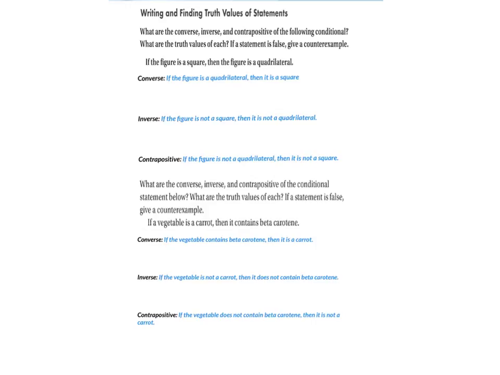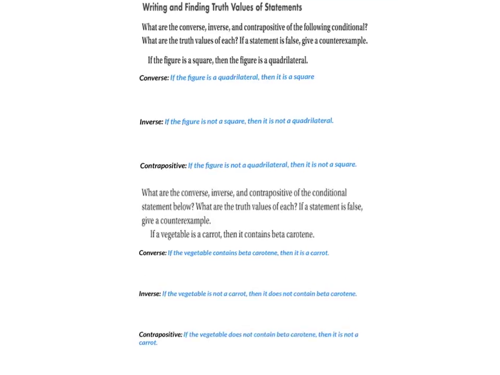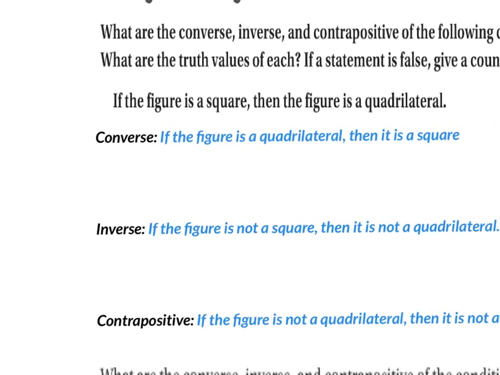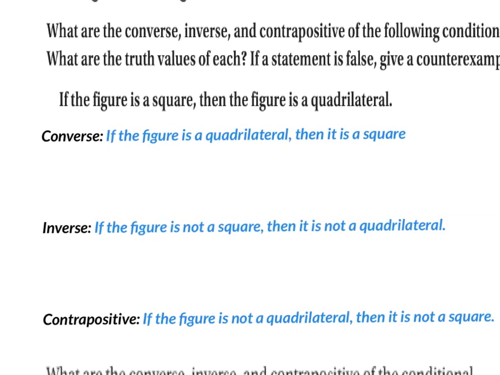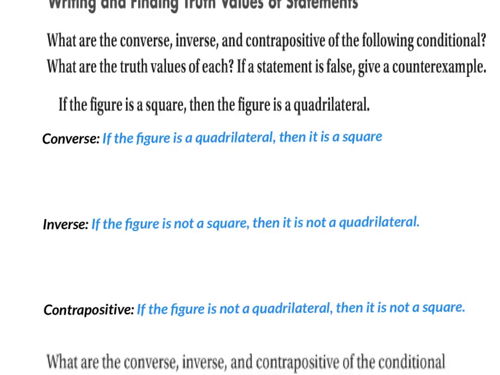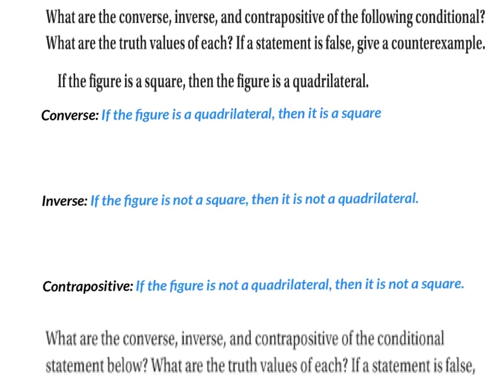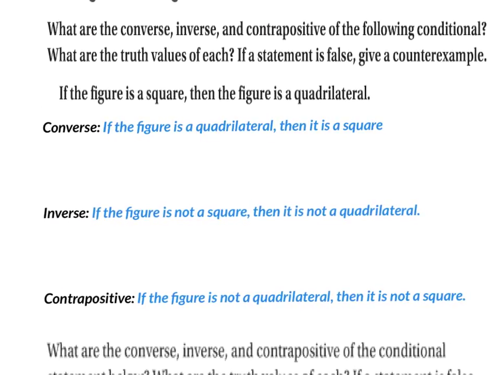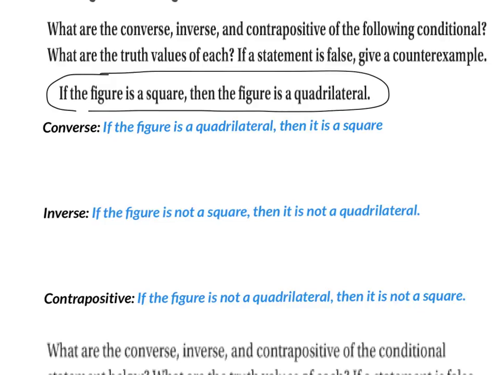Okay, so let's look at some examples here now. It says, what are the converse, inverse, and contrapositive of the conditional? And then say if the statement is true or false. If the statement is false, make sure we give a counterexample. Okay, so here's your original if-then statement. If the figure is a square, then the figure is a quadrilateral.